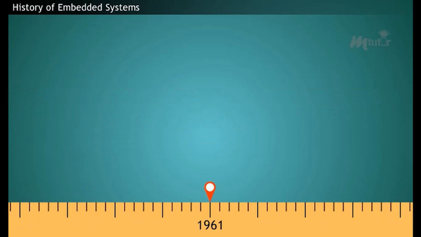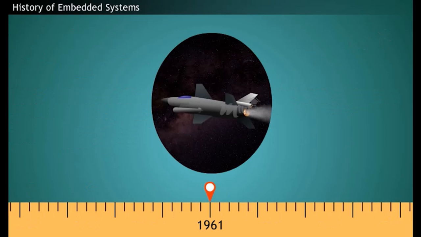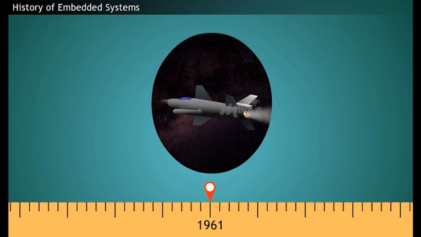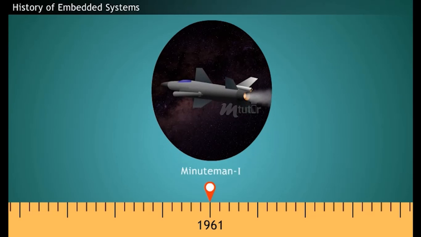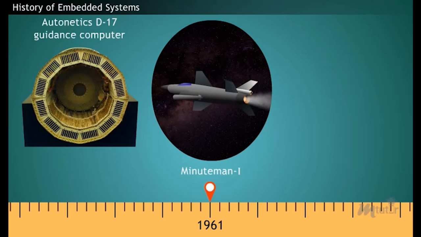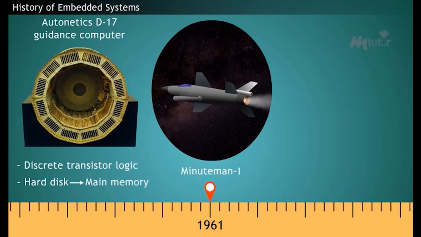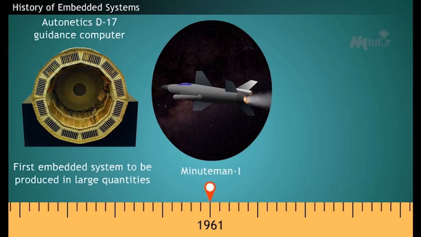Later, in 1961, another crucial military project was initiated. It was the Minuteman Missile 1. For this, the Autonetics D-17 guidance computer was developed. It was built from discrete transistor logic and had a hard disk as its main memory. It was also the first embedded system to be produced in large quantities.